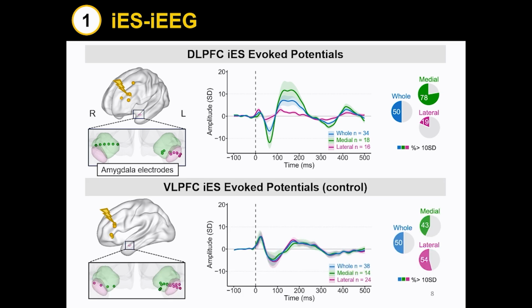As a control, we also delivered the iES to the VLPFC, which is very close to the DLPFC. We also see 50% of electrodes in the amygdala showed 10 standard deviations with respect to the baseline. However, we didn't see an evident difference between the responses in the medial subregion and the lateral subregion.